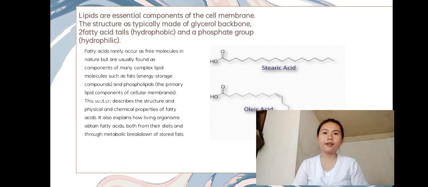Fatty acids rarely occur as free molecules in nature but are usually found as components of complex lipid molecules such as fats and phospholipids, components of the cell. This section describes the structure and the physical and chemical properties of fatty acids. It also explains how living organisms obtain fatty acids, both from their diets and through the metabolic breakdown of stored fats.